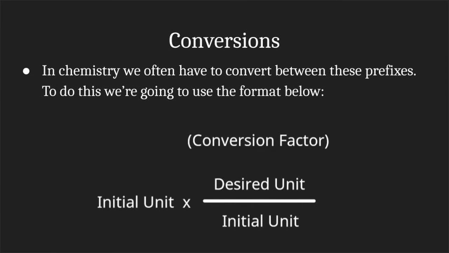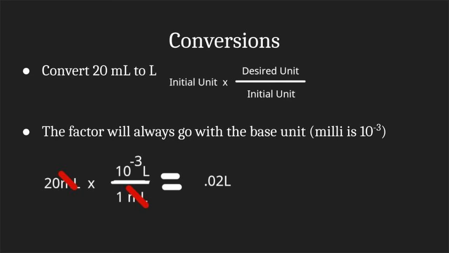So in chemistry, we're going to use something called the factor label method to help us convert, and we're going to use these prefixes as our conversion factors. So you'll see we're going to use the form where we have our initial unit multiplied by our desired unit divided by our initial unit. And that desired over initial is our conversion factor. So before we try one, let's look at an example.